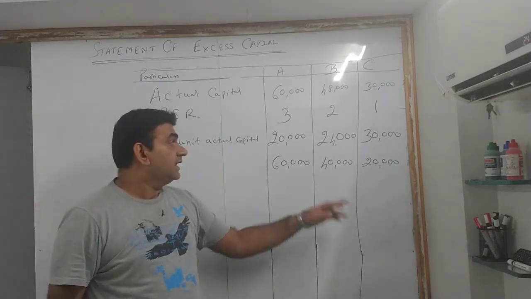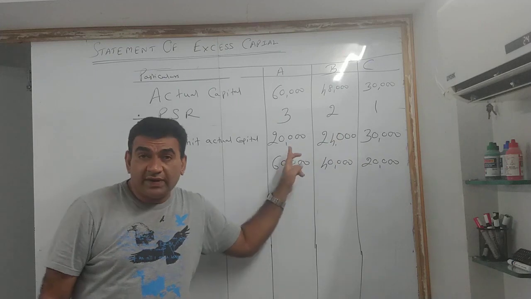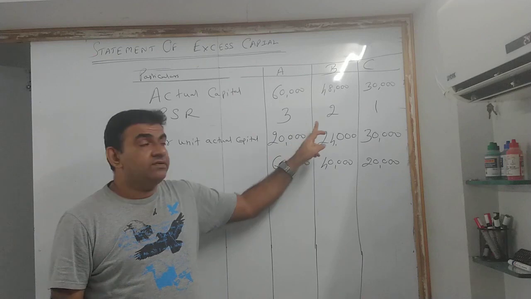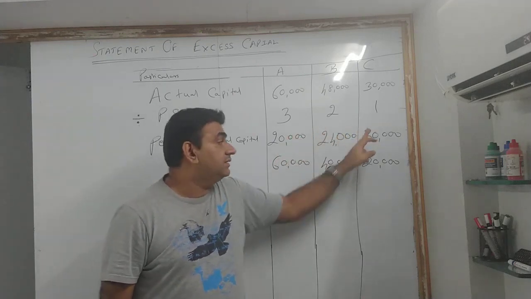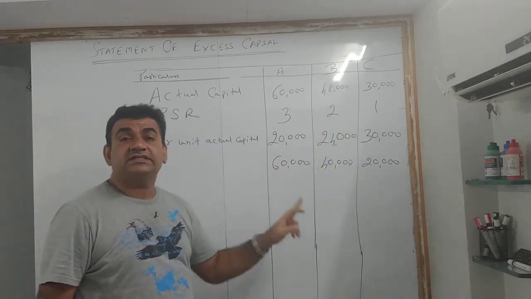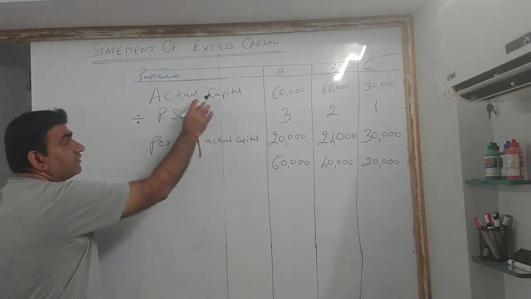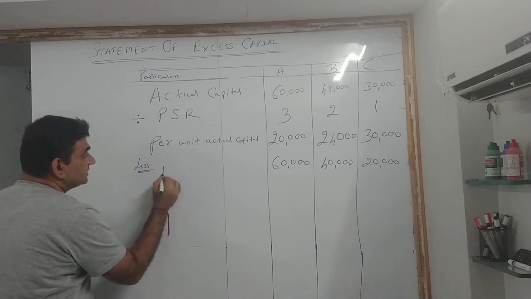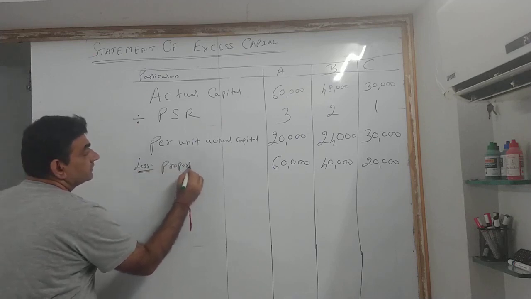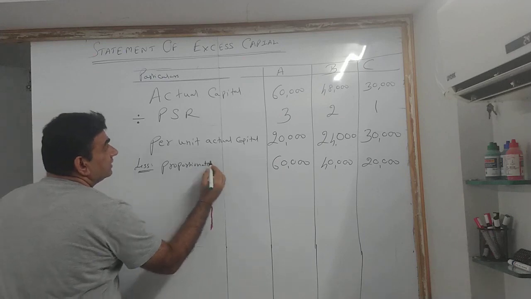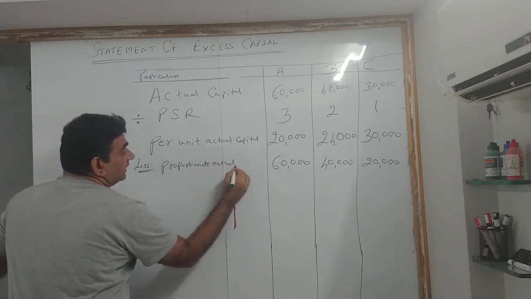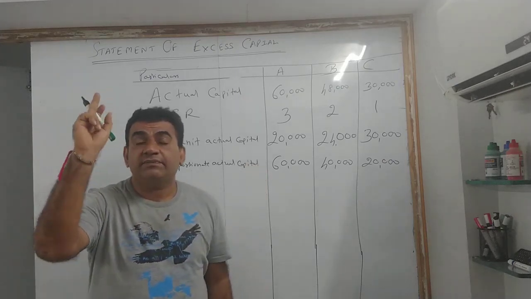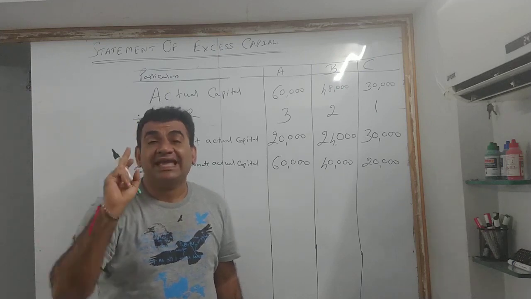Okay, I am repeating. Take the lowest of the 3, 20,000. 20 multiplied by 3, 20 multiplied by 2, 20 multiplied by 1. These are the 3 answers. This you will subtract from the actual capital, and this you will call less proportionate actual capital.